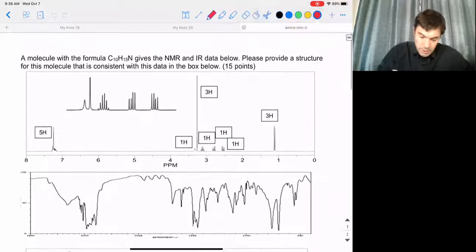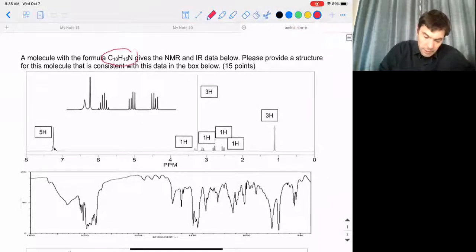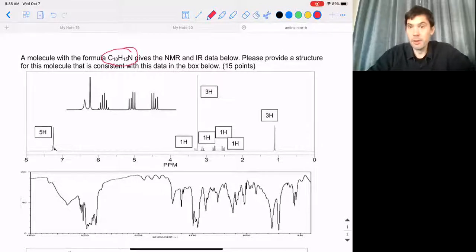So the first thing let's just do is take a peek at the molecular formula. And the reason for that is the molecular formula lets us calculate the degrees of unsaturation. Now this is C10H15 with 1 nitrogen. And what I like to remember is nitrogen kind of brings with it its own hydrogen atom. So when calculating the degrees of unsaturation, we will look at it as if it were a formula of C10H14.